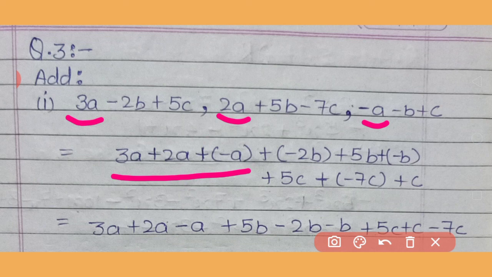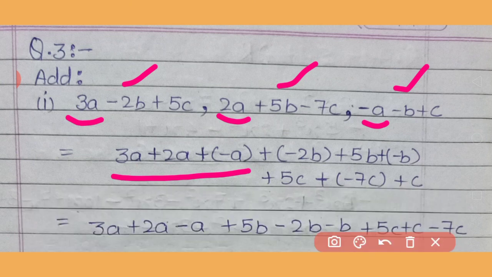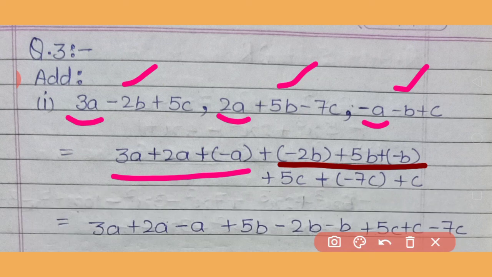Next, minus 2b plus 5b plus minus b, so we will put them together. I am changing the color to understand it. These three terms, and last remains 5c minus 7c plus c.